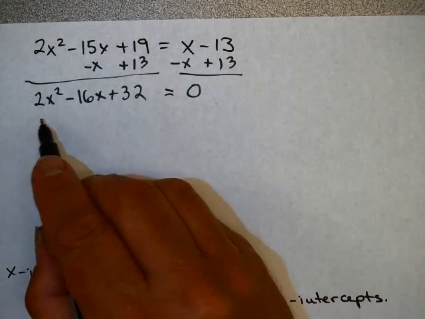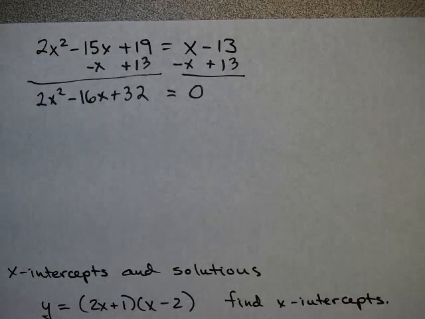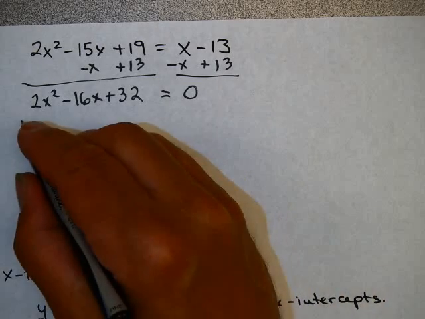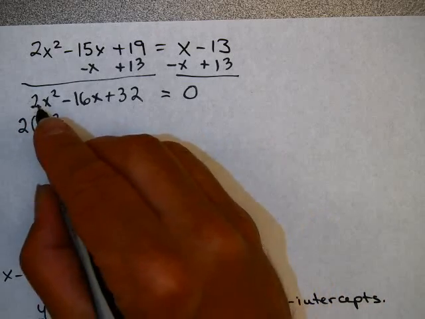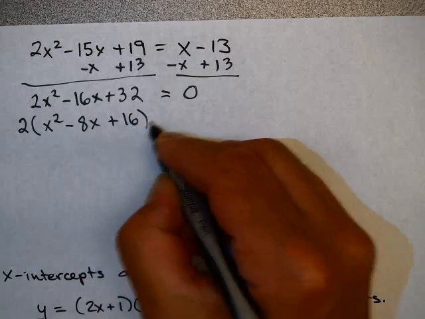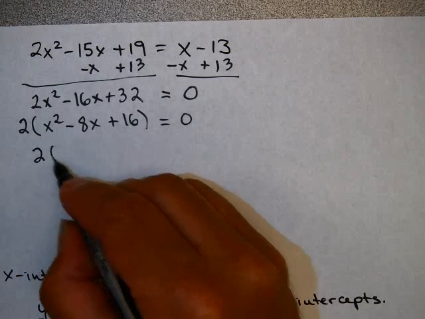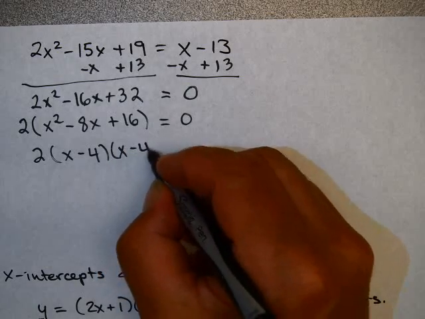Okay, you might want to stop the video and see if you can factor this on your own. If you want to come back, the first thing I'll notice is that a 2 is in common here, so I can pull that out. That gives my life a lot easier. I will have x squared minus 8x plus 16. This tells you that this is x minus 4 times x minus 4.